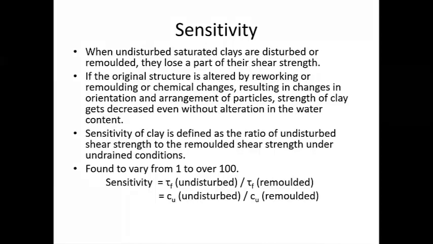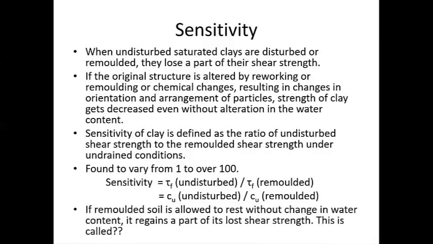Cu represents undrained cohesion because clay soils get their strength from cohesion. So tau of cohesive soils is essentially C itself. So undrained cohesion of undisturbed soil to undrained cohesion of remolded soil. So that ratio is called sensitivity of the soil.